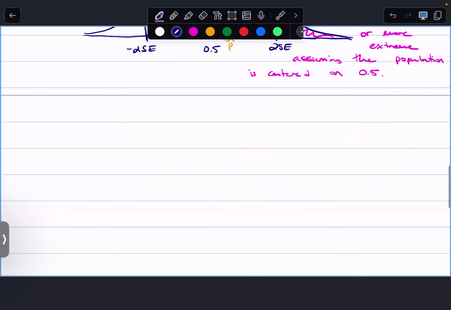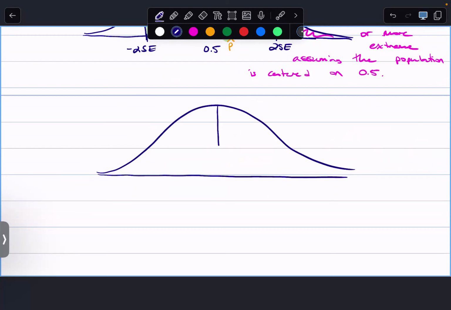If I drew another scenario, centered on 0.5, right? So I hypothesize that it's centered on 0.5. And then I have this sample proportion out here. Okay. Now all of a sudden you're thinking, okay, that's probably significantly different from 0.5. It's very, very into the tails, right?